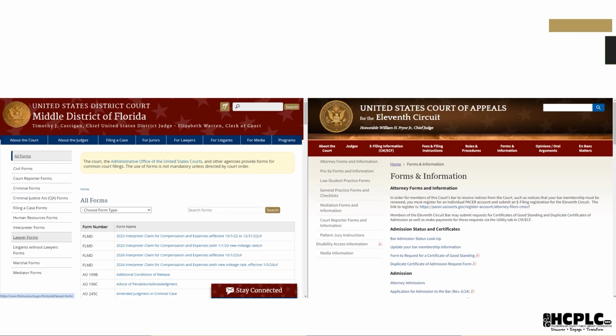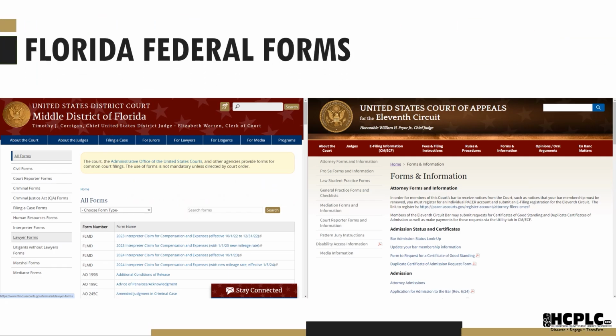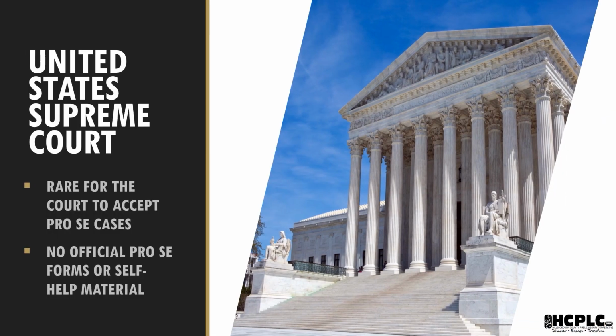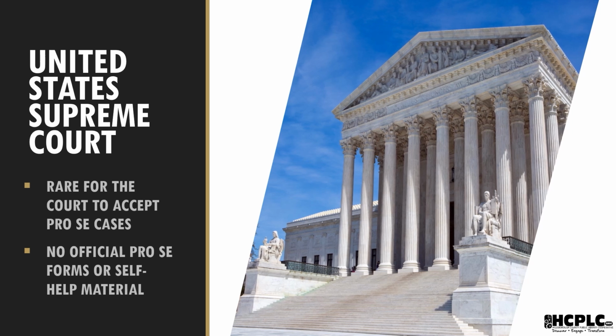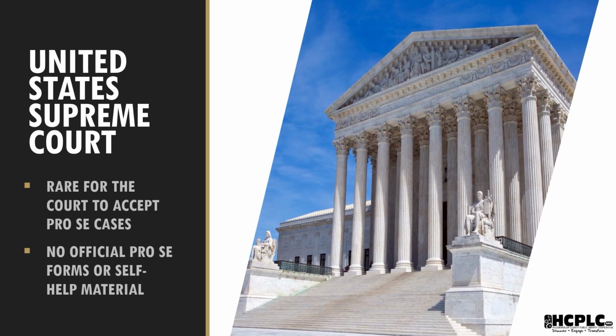Some federal forms are available from the court's web page. As seen on the left, the Middle District Court has sample complaints as well as other forms. On the right is the United States Courts of Appeals for the 11th Circuit, which has a pro se handbook, forms, and more. While rare, pro se cases have been accepted to the United States Supreme Court. However, there are no official pro se forms or instructions. Pro se appellees are held to the same rigid standard as an attorney would be.